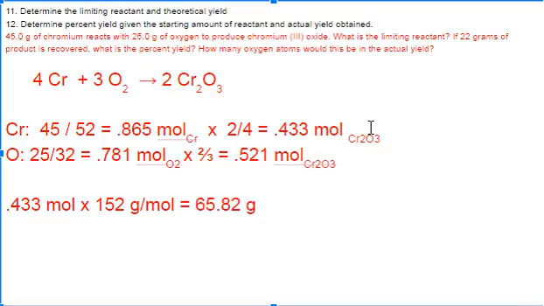That's the expected yield. My actual yield is only 22 out of that 65.82. So times 100% means my percent yield is right around 33%.